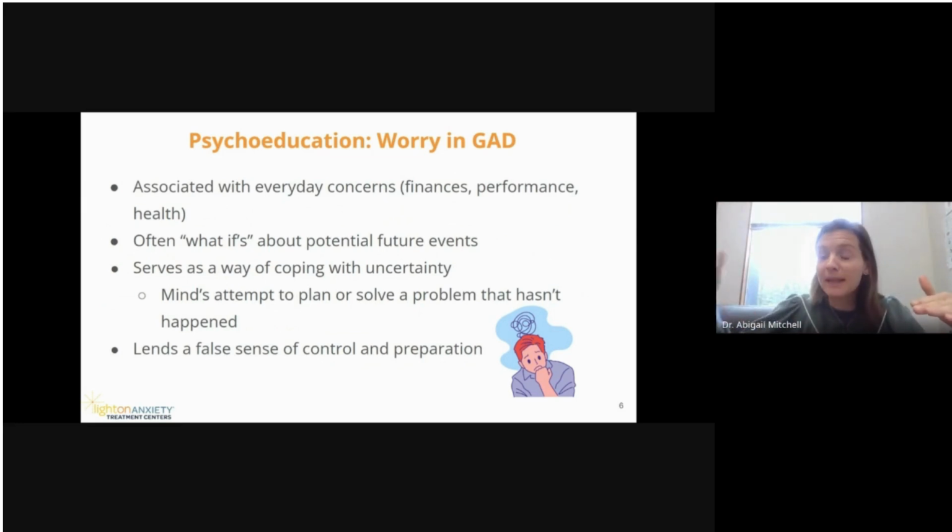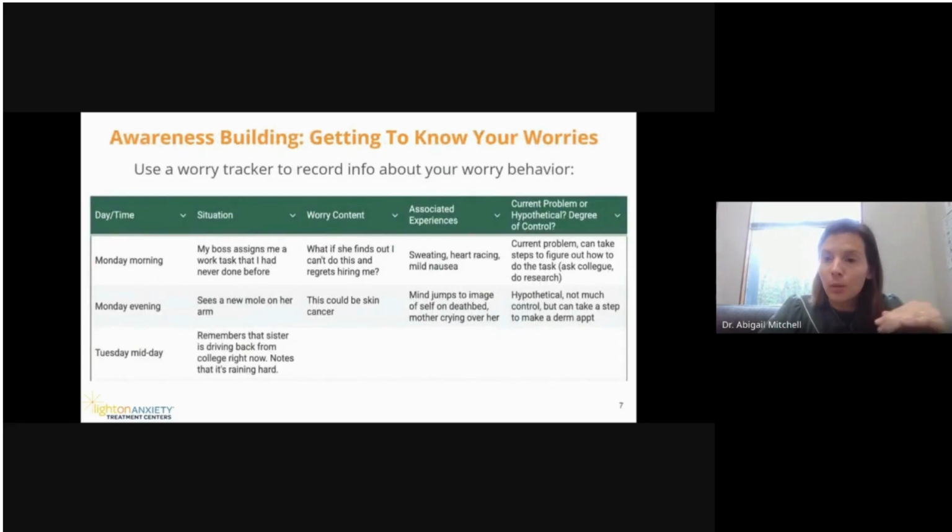people assume that by planning out, by seeing all these future potential possibilities, that is helping us prepare. So that is a false belief. We think that worrying serves to protect us, prevent negative outcomes, and solve problems, but it doesn't. So this is the first thing you're really going to want to help clients understand, that we have false beliefs or misassumptions about worrying.